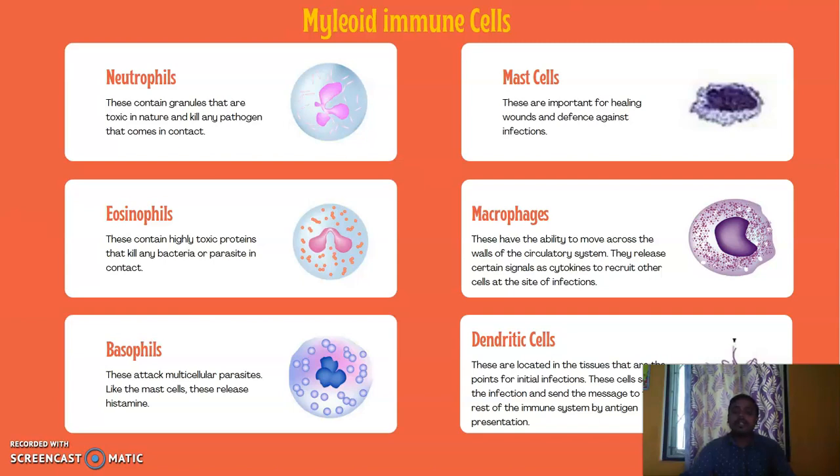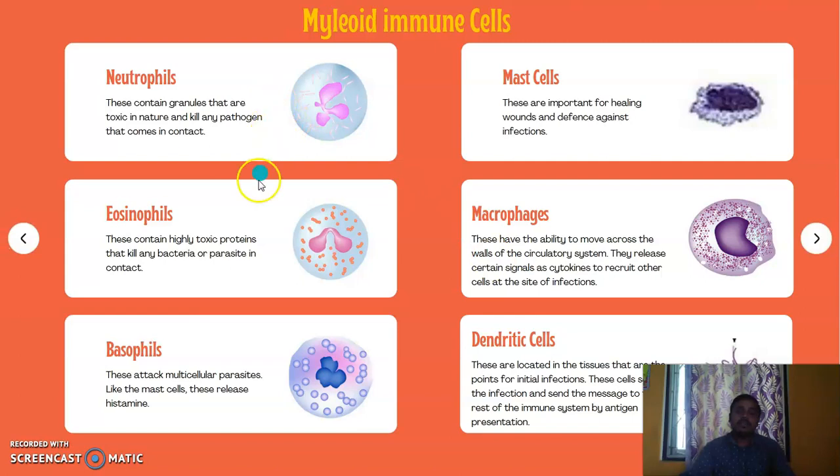The next one, macrophage, has the ability to move across the walls of the circulatory system. They release certain signals such as cytokines to recruit other cells to the site of infection. Dendritic cells are located in the tissues that are the points of initial infection. These cells sense the infection and send the message to the rest of the immune system by antigen presentation.